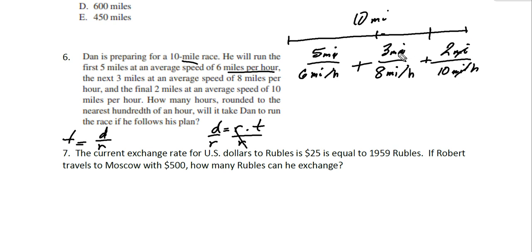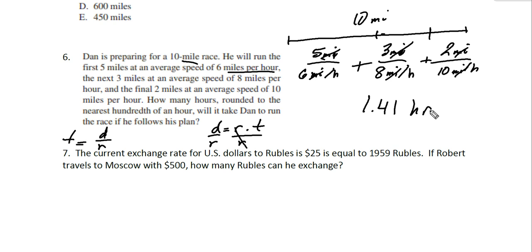All right, so in each one of these, we get the time in hours. Okay, that's 5/6 plus 3/8 plus 2/10. And if we round that to the nearest hundredth like it asks, we get 1.41 hours. Just about 1.5 hours to run those 10 miles.